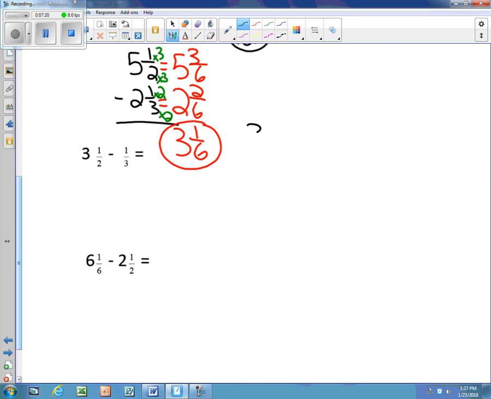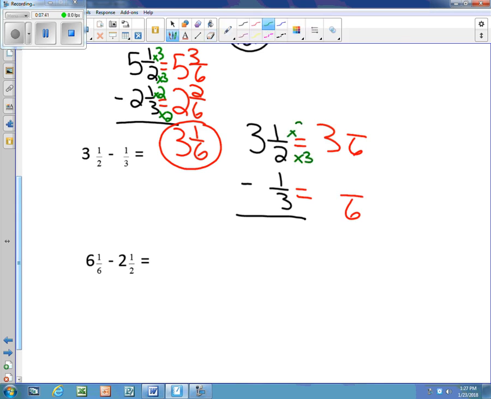Over here we have 3 1/2 minus 1/3. So we're going to bring over the whole numbers. There's a 3 here. The other one doesn't have a whole number, so we don't have anything to bring over. And once again, we're going to see that it's 6. And this is times 3. And this is times 2. And when we do that, we're going to see that we end up with 3 3/6 minus 2/6. We have to make sure that we're very aware that it's subtraction. And we end up with 3 1/6.